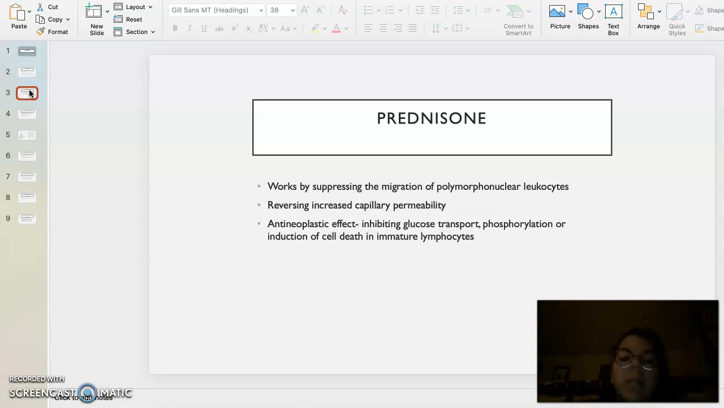So it works by suppressing the migration of polymorphonuclear leukocytes. It also works by reversing increased capillary permeability. It has an anti-neoplastic effect by inhibiting glucose transport, phosphorylation, or induction of cell death in immature lymphocytes.